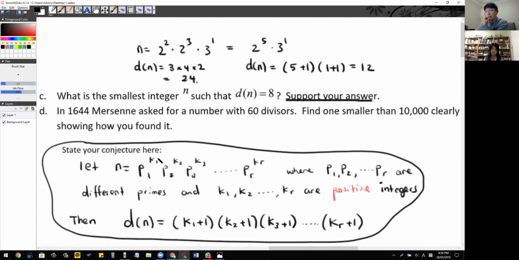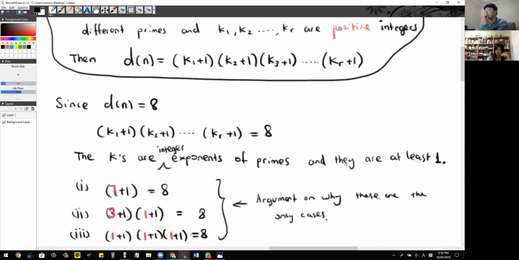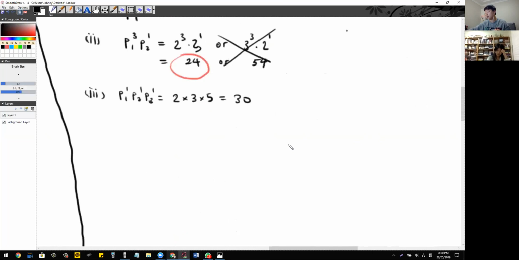In 1644, Mersenne asked for a number with 60 divisors. So DN equals 60. Find one smaller than 10,000, clearly showing how you found it. Number with 60 divisors. Okay, less than this one. Yep. Well, this is a lot more complicated. Yeah, it's bigger.